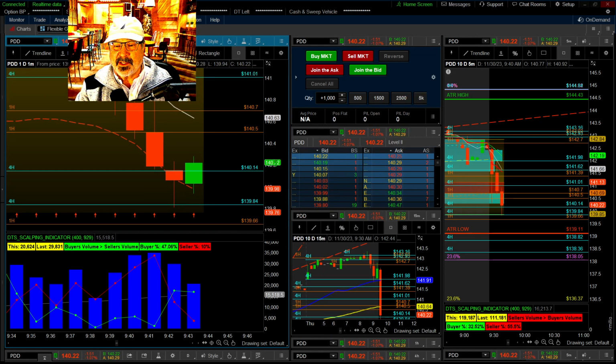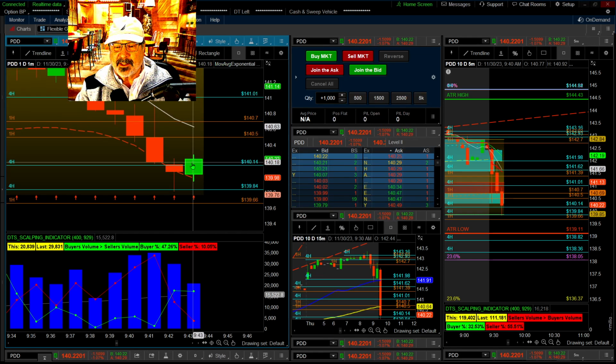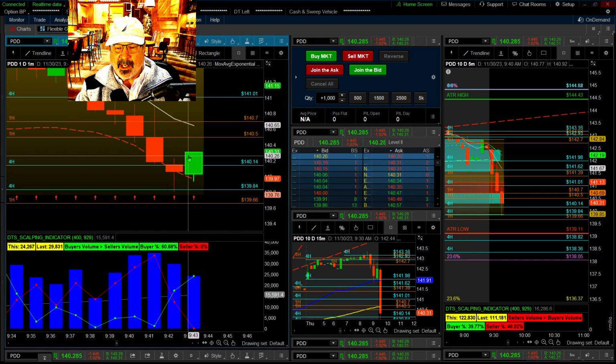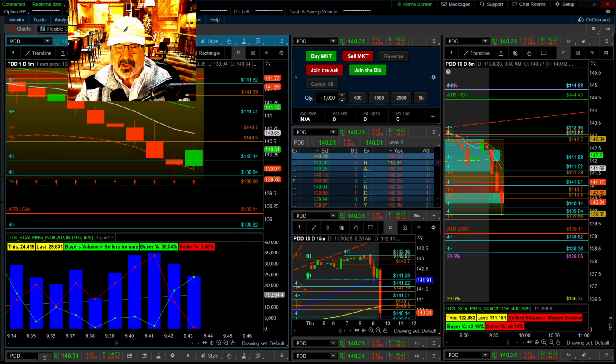So it seems like it's retracing up a little bit here. It bounced on that low 4 hour with a wick. Now it's right in the middle. I can't call a channel here, that's for sure.